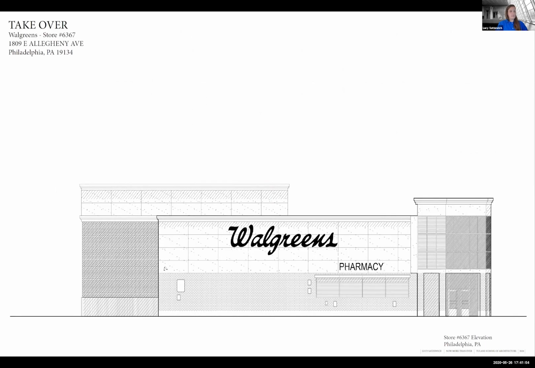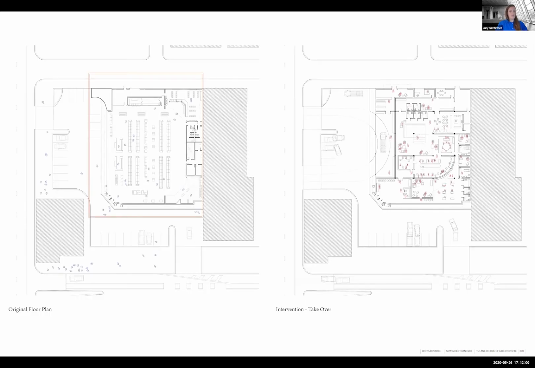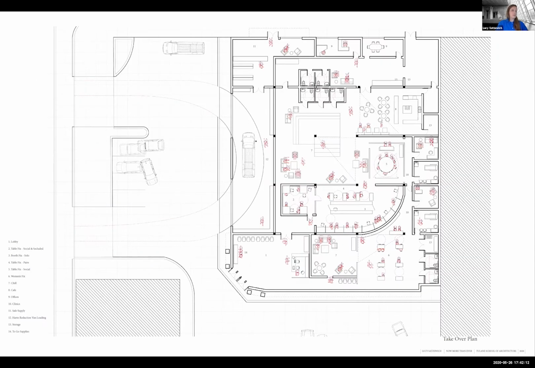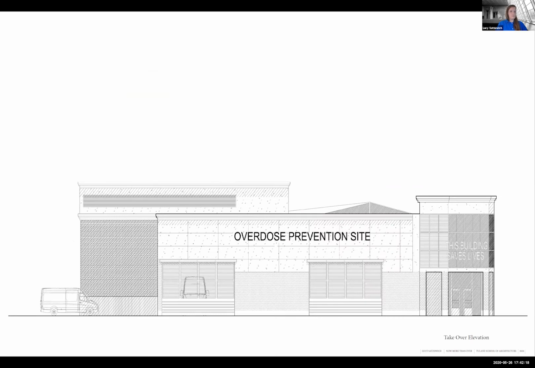Here in the Kensington neighborhood of Philadelphia is the takeover. Several of the typologies from the manual have been employed in the same site beyond supervised use services, including mobile units, women-only areas, and safe supply. The full service model begins to look at a multi-pronged and personalized approach to service dissemination. And here are those elevational changes.